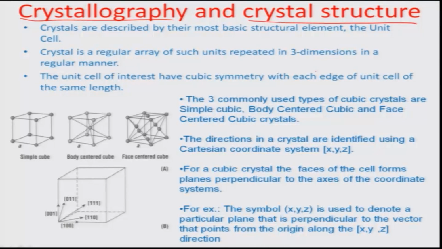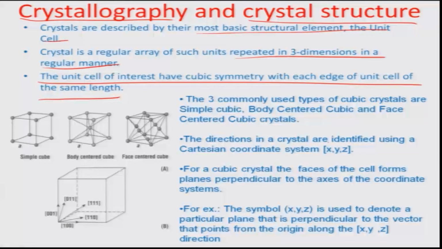As we are all aware, crystals are described by their most basic structural element, the unit cell, and a crystal is a regular array of such units repeated in 3 dimensions in a regular manner. The unit cell of interest has cubic symmetry, with each edge of almost the same length, and there are 3 different structures: simple cube, body centered cubic and face centered cubic. There is also a hexagonal close packed structure, which we do not need for describing silicon systems. The directions in a crystal are identified using a Cartesian coordinate system x, y, z.